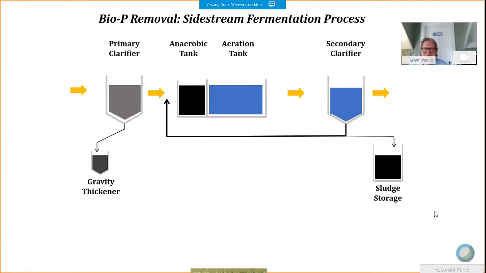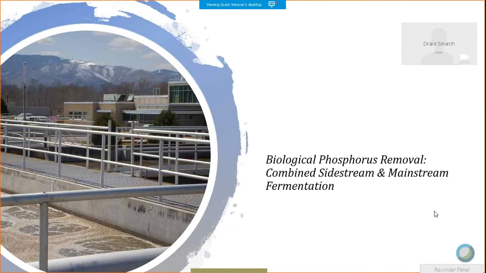Hey, Grant, there was a question in the chat box. It says, do our primary clarifiers remove the VFAs before they can reach our aeration basins? We receive a lot of septic sludge, but are we getting the benefit of septic sludge in P removal? Oh, that's a really good question.